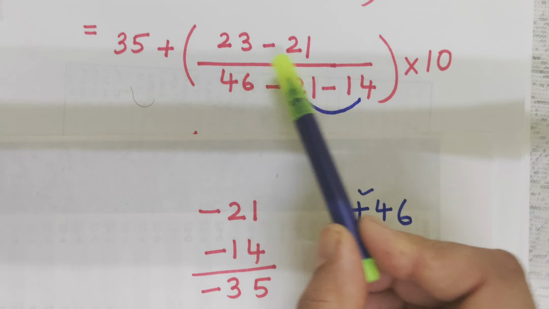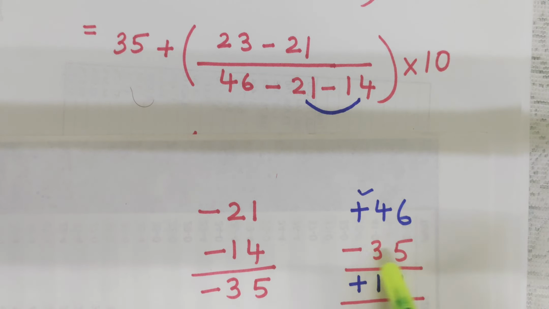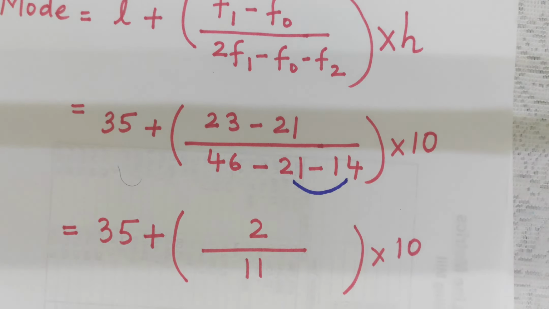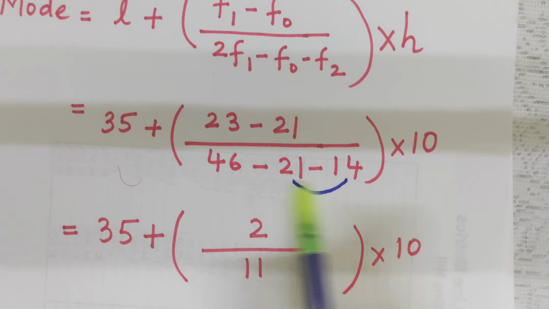These two numbers are negative. Minus 21 minus 14 gives minus 35, and this number is positive. So positive 46 minus 35 is positive 11. After solving this, we get 35 plus 2 upon 11 multiplied by 10. Now 35 is as it is, plus 2 into 10 is 20 by 11.